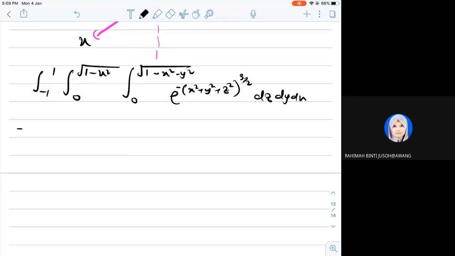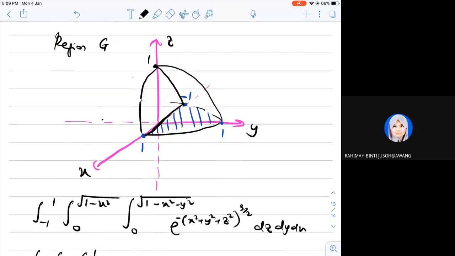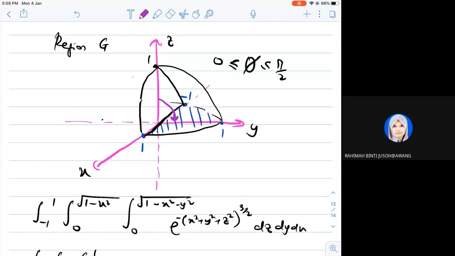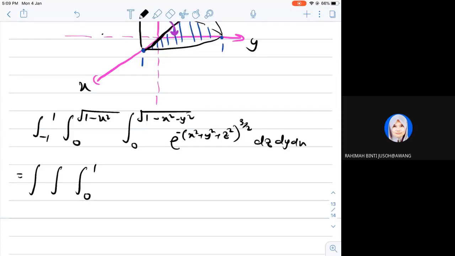Nak convert kepada spherical equals to triple integral. Okay, rho. Limit of rho from 0 until 1, isn't it? Sebab radius dia 1, 0 until 1. Okay, so according to this region G, what is your phi, guys? Phi daripada 0 until? Pi ke pi over 2? Pi over 2. Yes, pi over 2. Because dia sampai sini je, kan? Sebab dia hemisphere, kan? And then how about the theta? 0 until pi? Yes, 0 until pi. Very good. Okay, because from here, automatically we know that 0 until pi at the back. So, settle. Bila jadi spherical, lebih mudah lah integration tu. 0 until pi over 2, 0 until pi.